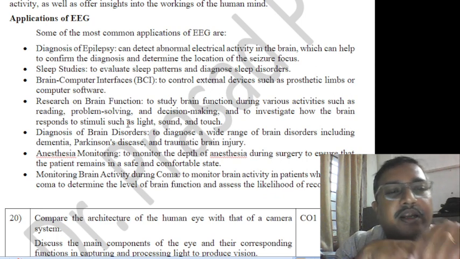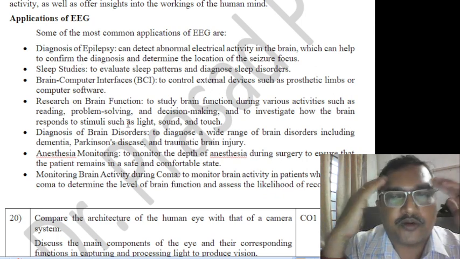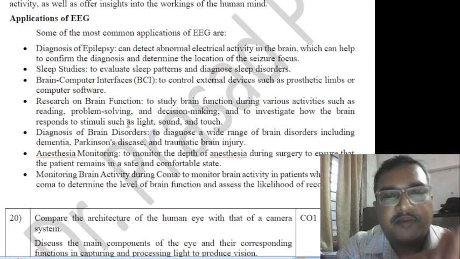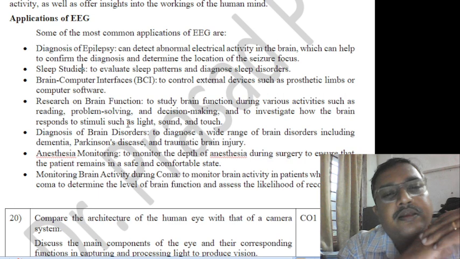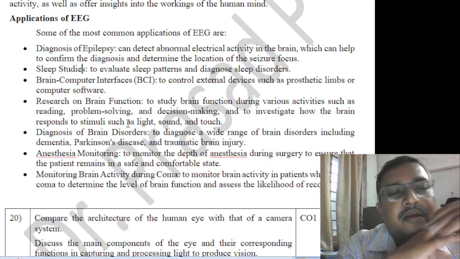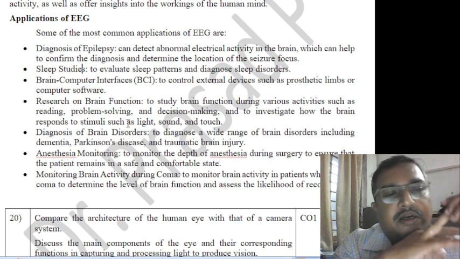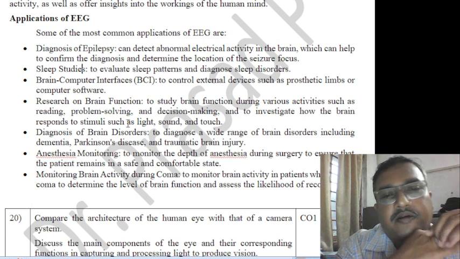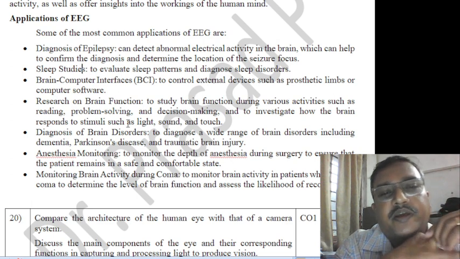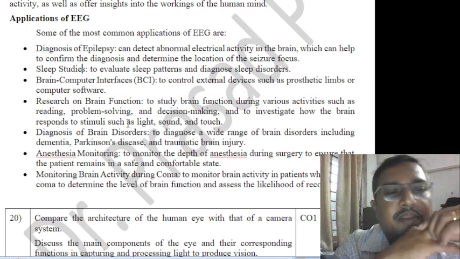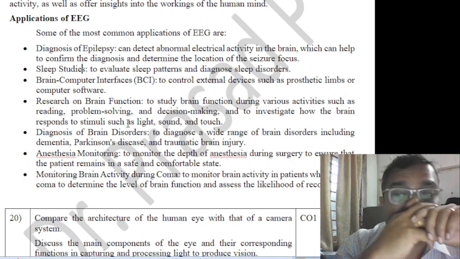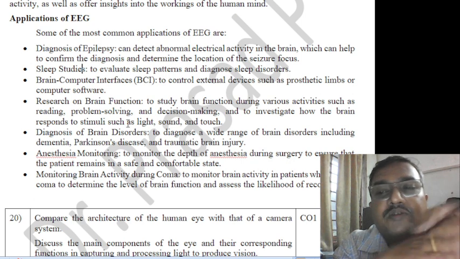Okay, brain computer interfaces. If you want to connect our brain to a physical device or a prosthetic limb, or to computer software, then also EEG is required. And in much research on how we take decision making, problem solving, all this, how our brain does those things, to get some knowledge about that, we can use EEG.